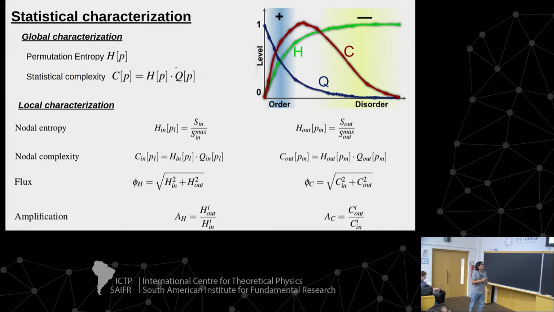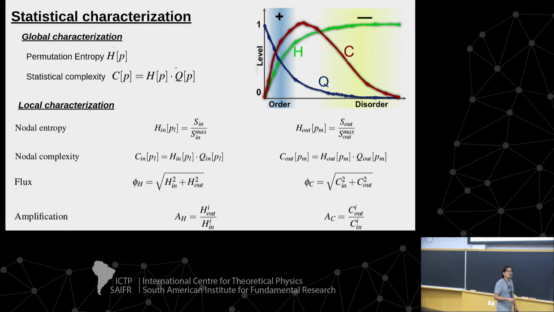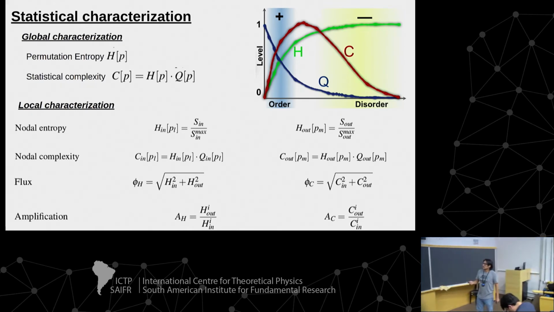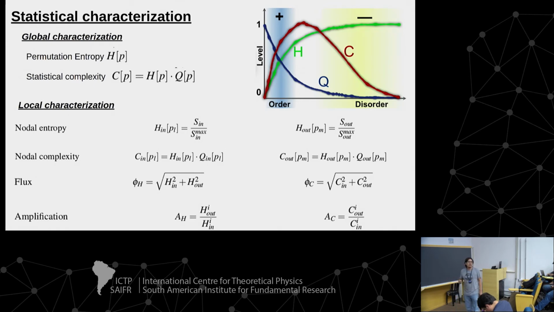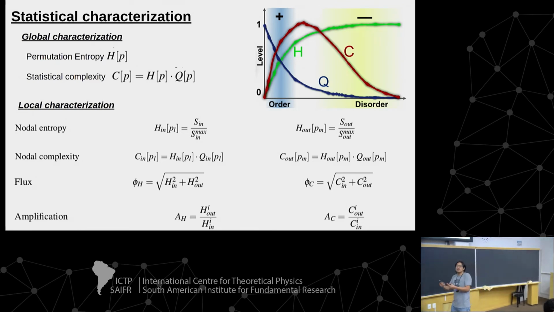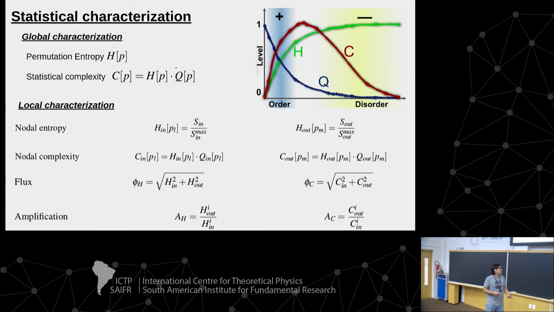With these quantities of nodal entropy and nodal complexity, we also define a flux of entropy and complexity, the amount of complexity and the amount of entropy that a node handles, referring to what enters and what leaves the node. And we also define the amplification of entropy and the amplification of complexity in a node. So again, it's a measure of the rate of attenuation or amplification, if you may call it that, of entropy and complexity that a node can handle, or going back to the symbols, that a particular symbol can handle.